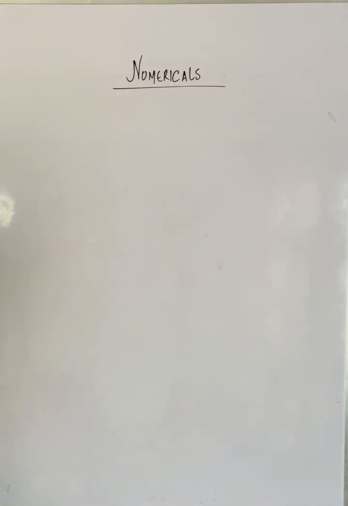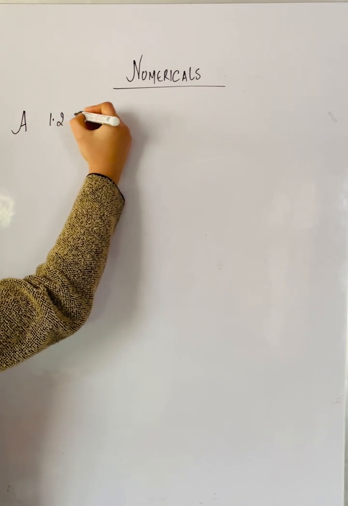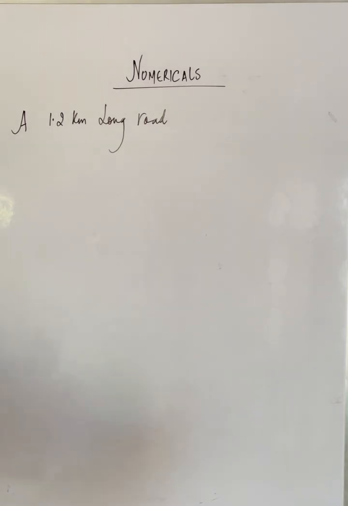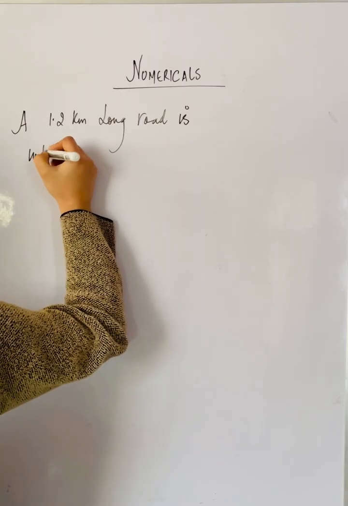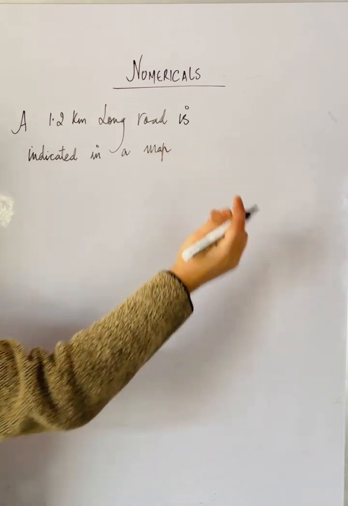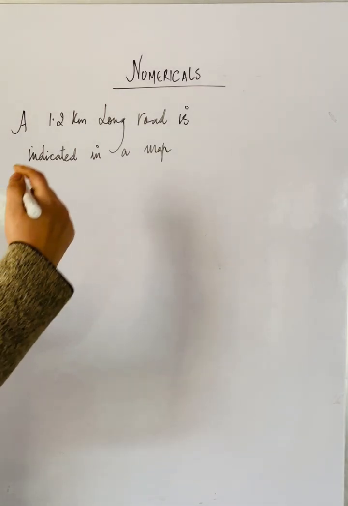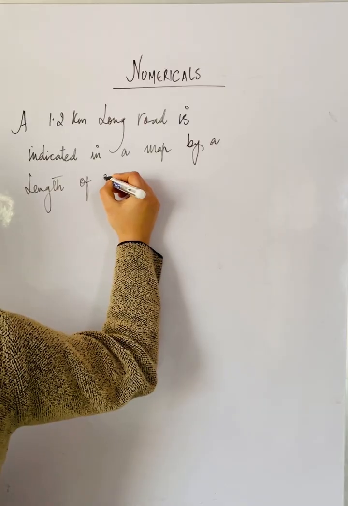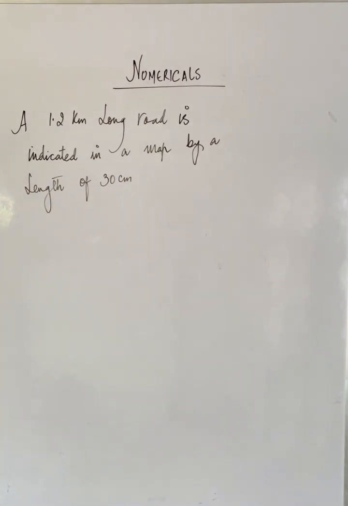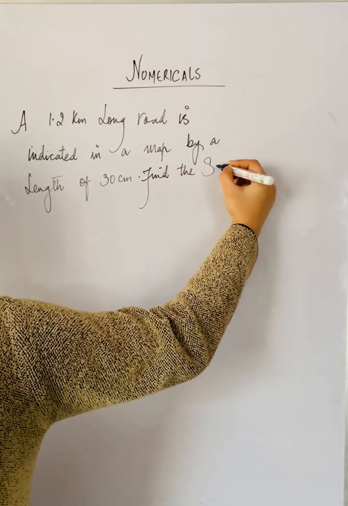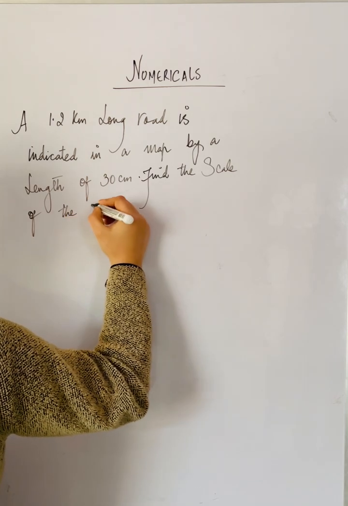Next question is, a 1.2 kilometer long road is indicated in a map by a length of 30 centimeters. Find the scale of the plot. We have to find the scale of the plot, right?